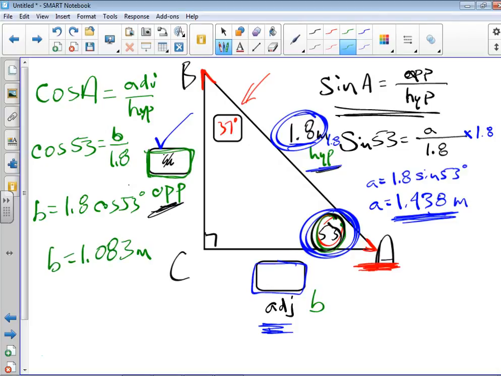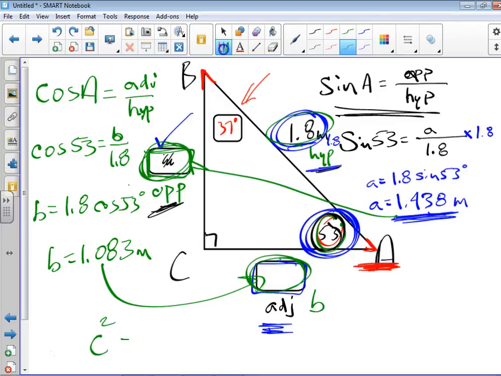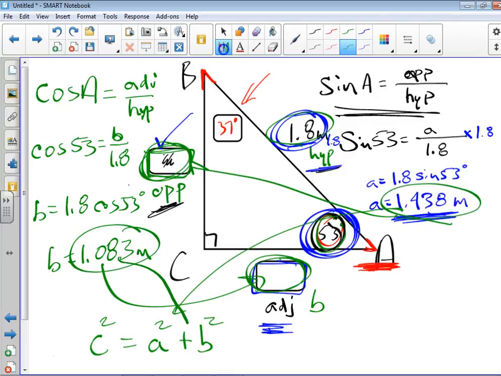And I now know all the pieces of this right triangle. I know the length of this side, I know the length of this side, and I know the hypotenuse, of course. And I know all three angles, 90, 53, and 37. If you really wanted to check, you could see if everything matches fairly well to Pythagorean Theorem, which is the hypotenuse squared equals the sum of the squares of the two legs. So you could do that squared plus this squared, and see if it equals 1.8 squared. All right, moving on.